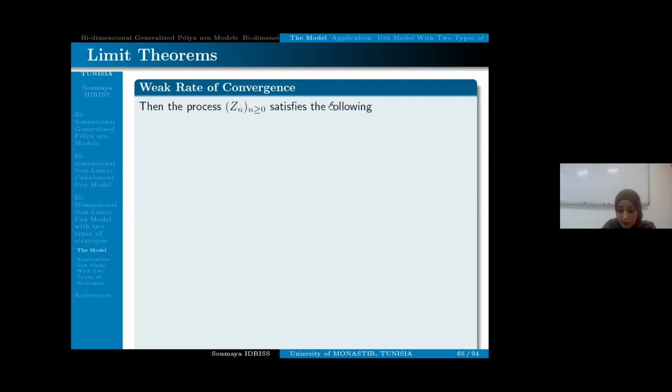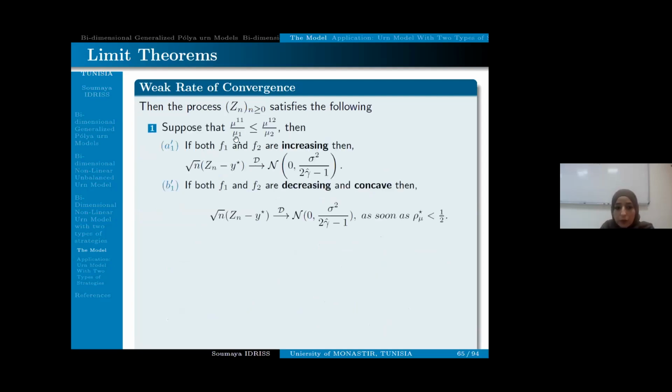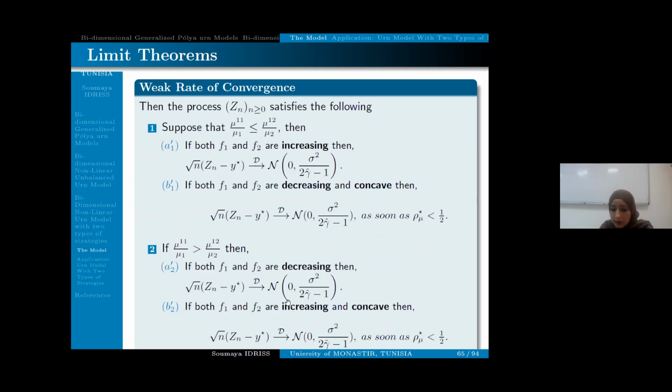So the process Zn satisfies the following. In the first case, if f1, f2 are increasing, then we have this limit in distribution. And in the second case, if f1, f2 are decreasing and concave, then we have this limit in distribution as soon as this quantity is less than 1/2. The second case is, as we said, symmetric to the first case.